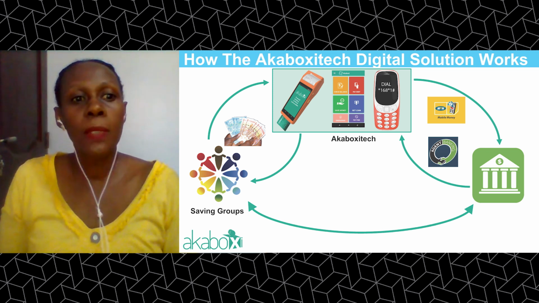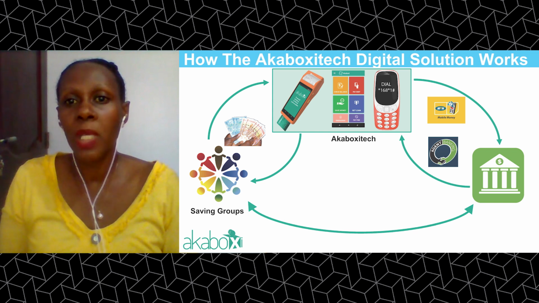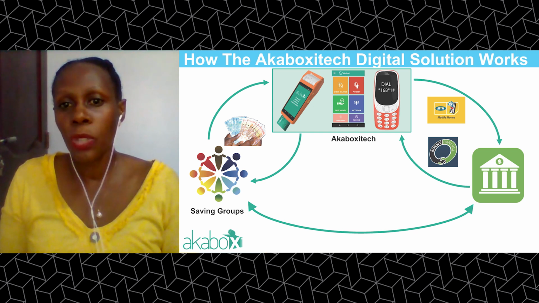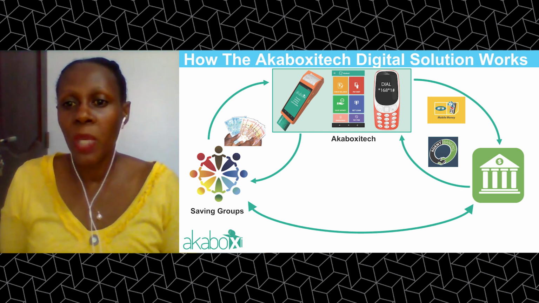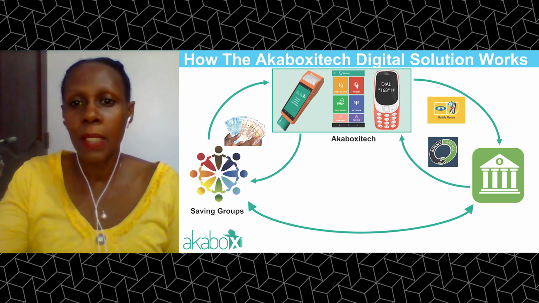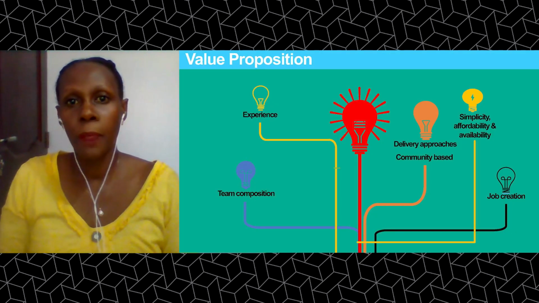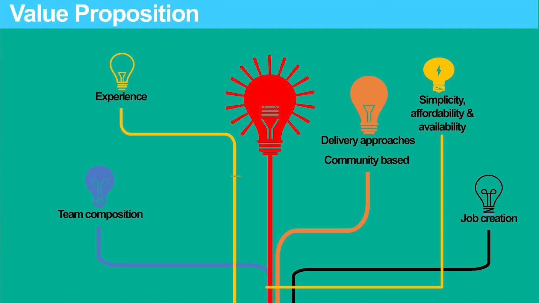And the members of these groups can send messages to institutions, formal bank institutions, and also can receive SMS. Those are messages regarding their balances from the institutions. Our value proposition is job creation and also increased income and improved livelihoods.